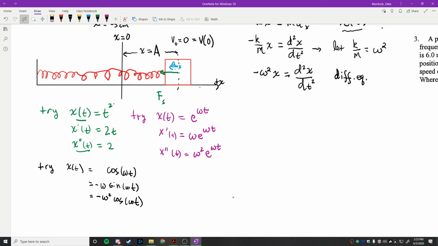We put those back in. The left-hand side becomes negative omega squared times cosine omega t. That's what x is. If you guys are all following what we're doing here. And then the right-hand side is going to be automatically negative omega squared. And we found it. We found something that actually satisfies what we call our differential equation.